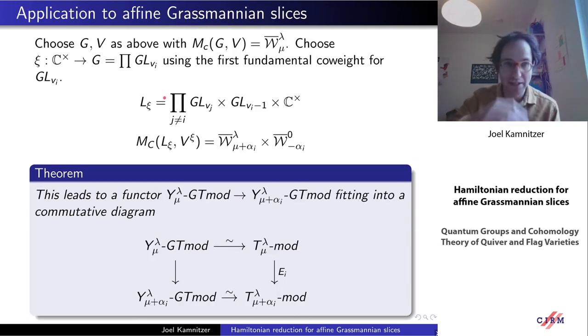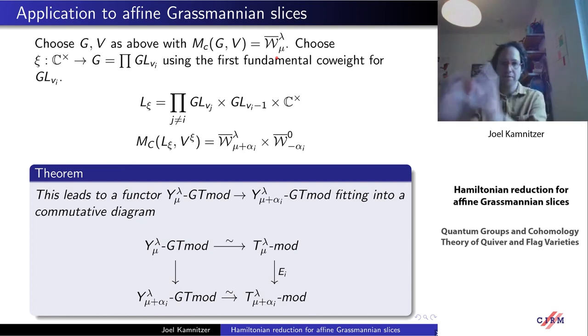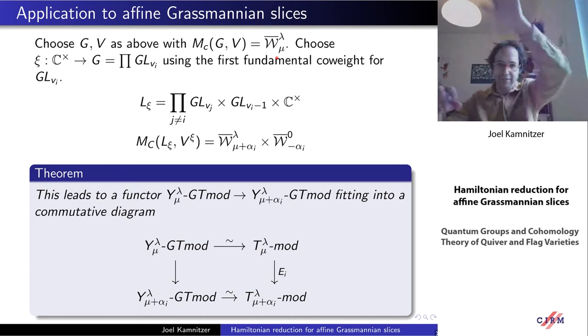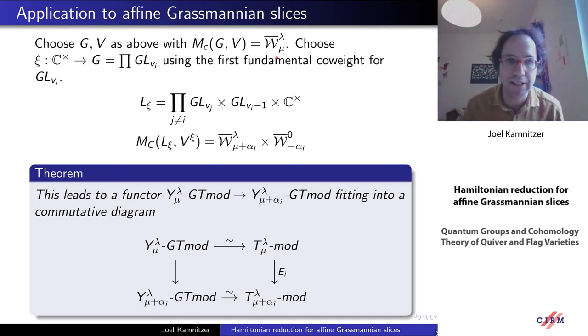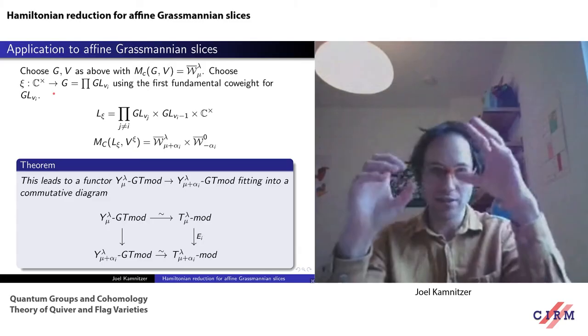The way we're going to do that is we choose G and V as above so that the Coulomb branch is W^λ_μ. So remember, G is a product of GLs, one for each vertex in the Dynkin diagram. And V is that Hom between all those vector spaces and the framings, like you would have if you were making a Nakajima quiver variety, right? And so now I'm free to pick c. And the way I pick it is to use the first fundamental coweight of the ith copy of GL. So I have a fixed i in mind, a fixed vertex in my Dynkin diagram, and I map C star into that GL.